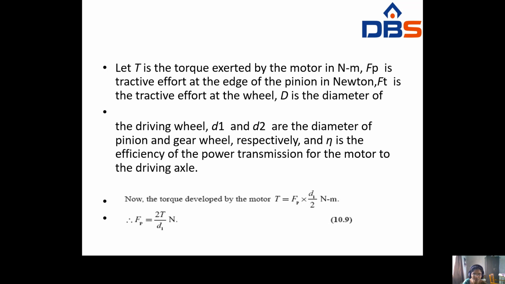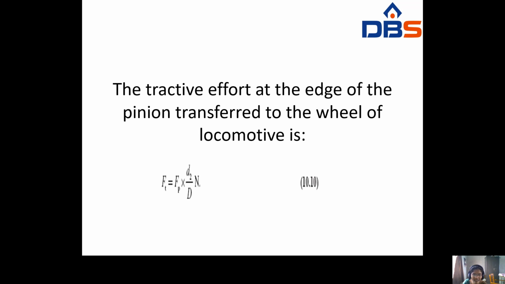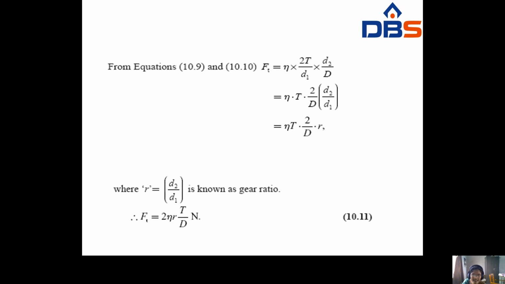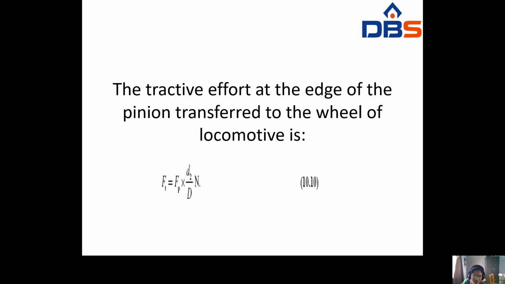See here, the tractive effort at the edge of the pinion is transferred to the wheel of the locomotive. From the pinion, the tractive effort at the wheel of the locomotive is given by Ft equal to Fp into D2 by D. Here Fp is the tractive effort at the edge of the pinion, D2 is the diameter of the gear wheel, and D is the diameter of the wheel.